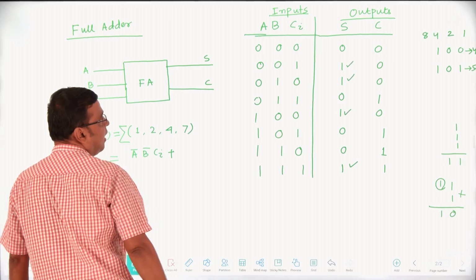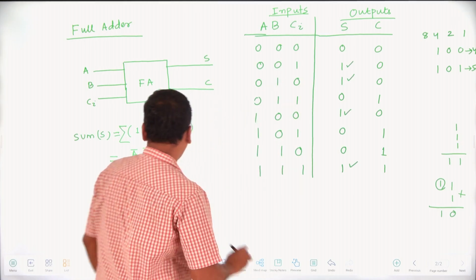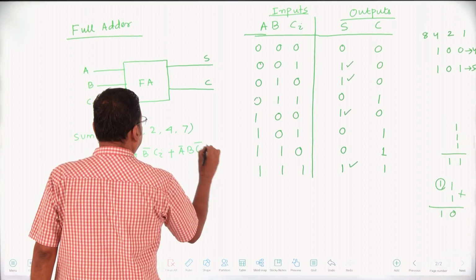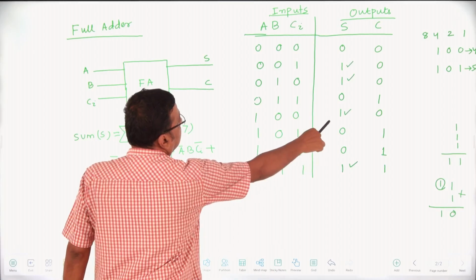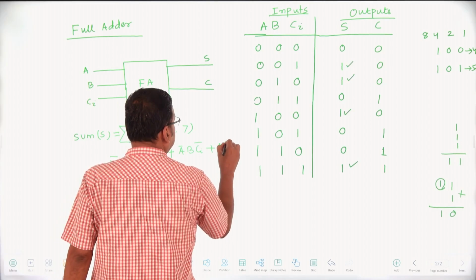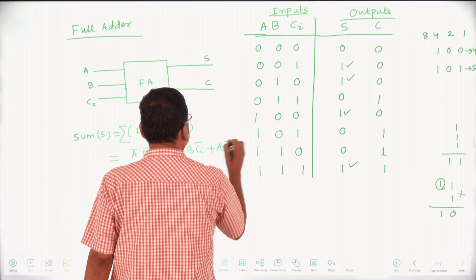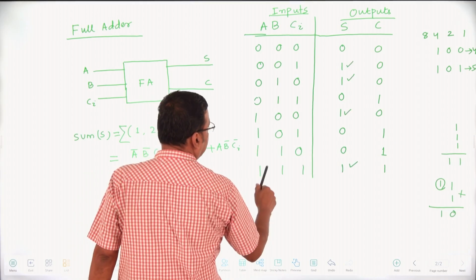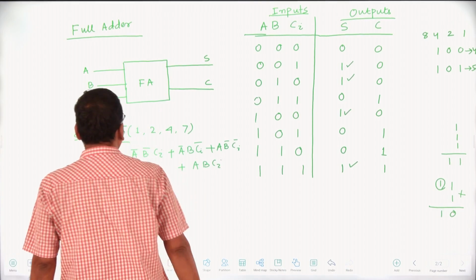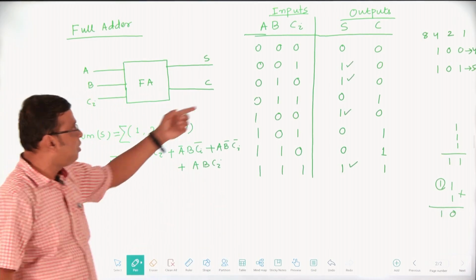Plus, summation means addition. Then the second one, 0, 1, 0, that is A bar, B, Ci bar. Then this one, A, B bar, Ci bar. Then plus here A, B, Ci. Okay, so this is your logic equation for the output sum.